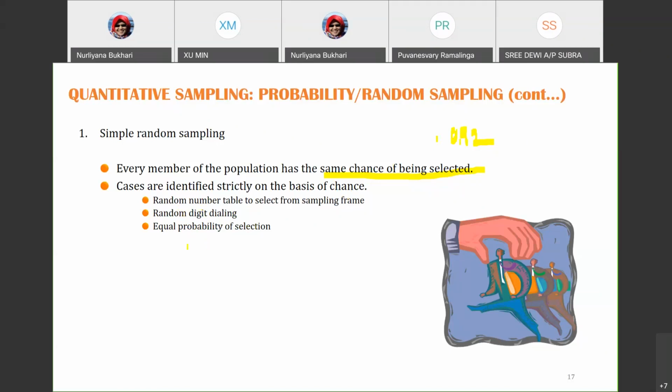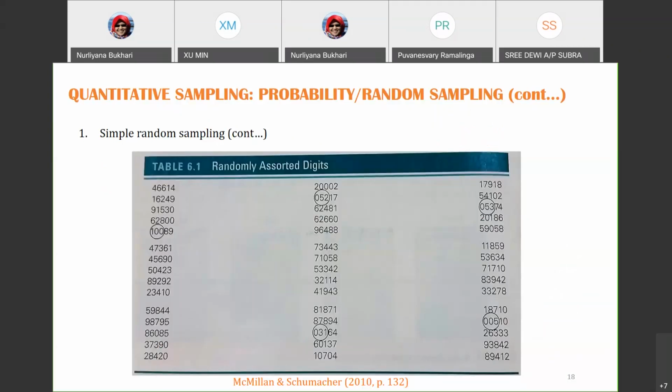Random digit dialing, equal probability of selection, this one. If we have 2 students, it's 50-50, anybody. It could be Kabaya, or it could be Madam Gita. 50-50, doesn't matter. So here, these are random assorted digits, simple random sampling. Anytime, there's no systematic order. You just select, I want this, I want this, I want this. But you know all of this.